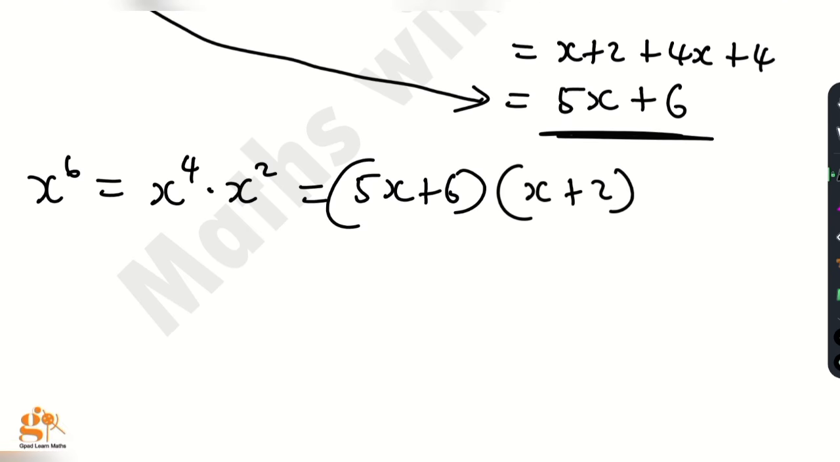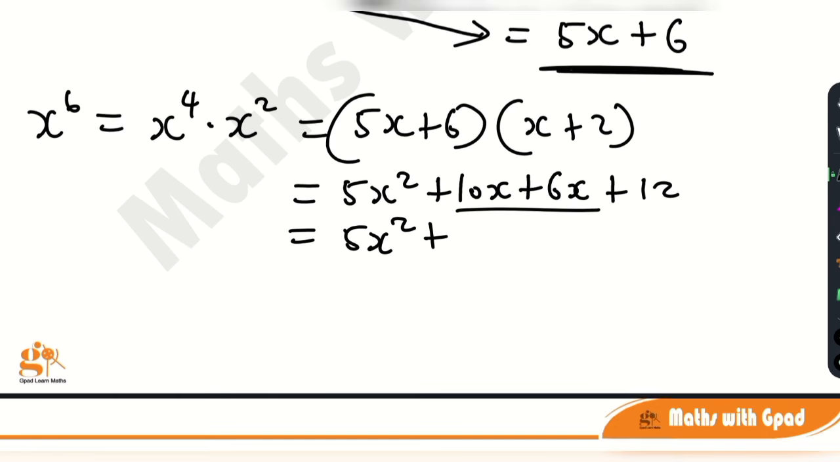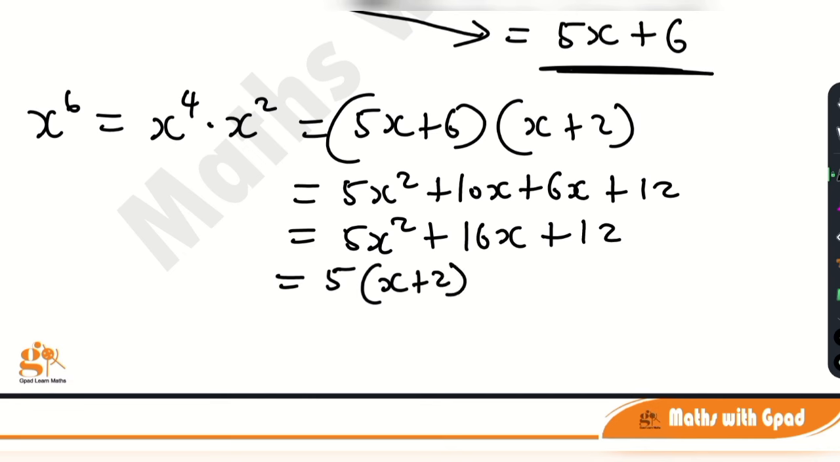Okay, so let's expand this. We're almost done with this. This is very cool. 5x times x is 5x squared. 5x times 2 is 10x. Then 6 times x is 6x. And 6 times 2 is 12. So this is equal to 5x squared plus 10x plus 6x, which is 16x. Then plus 12. But we know what x squared is. See it here. x squared is x plus 2. So I'm going to replace x squared with x plus 2, then plus 16x and plus 12.